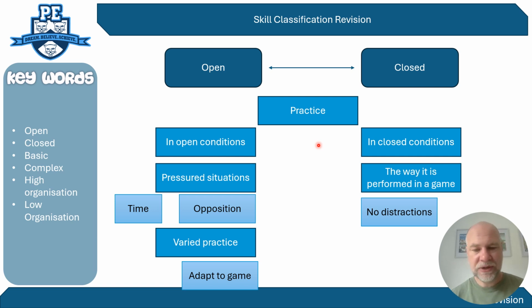Now, the first and easiest point is to say, if it's an open skill, practice in open conditions. If it's a closed skill, practice in closed conditions. And that's just really easy marks. And then you've got to give scenarios and examples of how you would set up that training to reflect open conditions or closed conditions. So if we're looking at open, the sort of things you could put in place is putting pressure on the performers, and that could be restricting time or putting time limits on it, or adapting timing of movements and things like that.